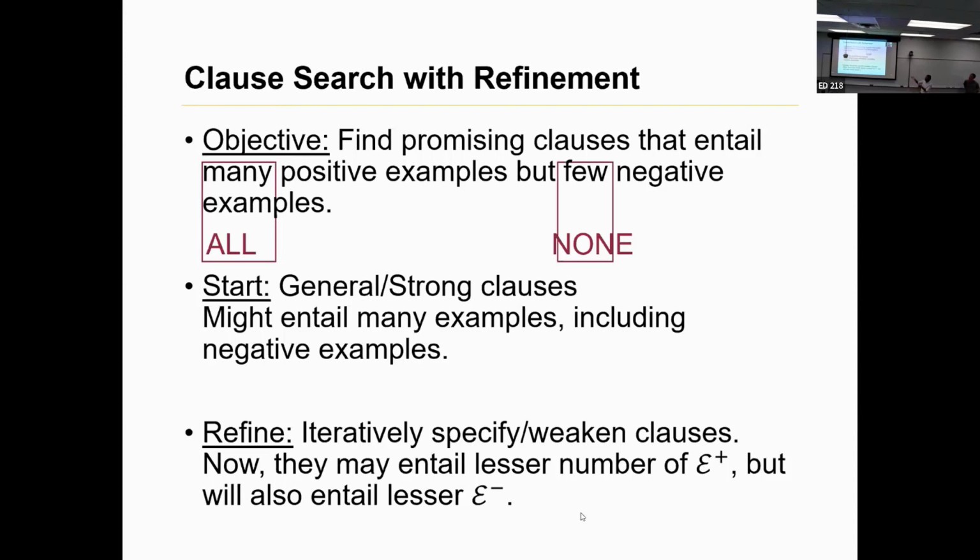So we start with general clauses or strong clauses, which may entail many examples, but they may also include many negative examples. So the idea is to reduce the number of negative examples. We iteratively specify or weaken those clauses such that they entail fewer negative examples. This might end up entailing fewer positive examples as well, but we don't care for now.